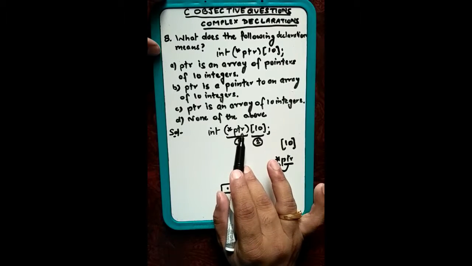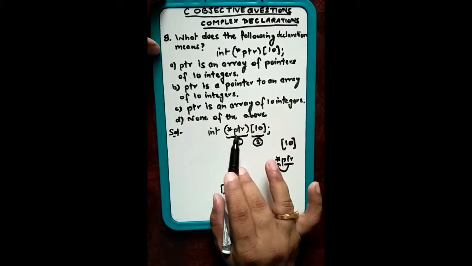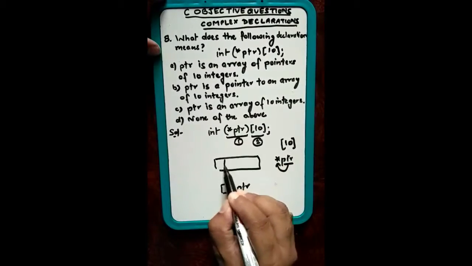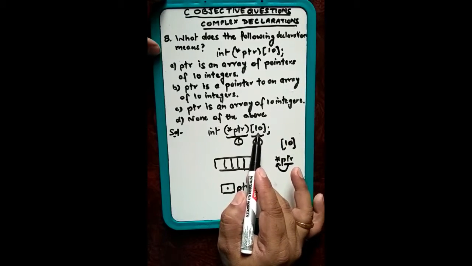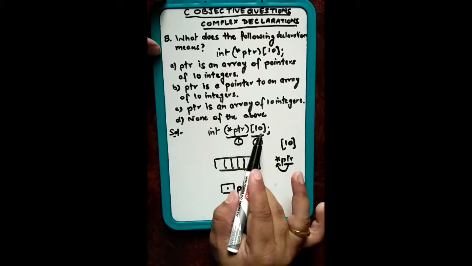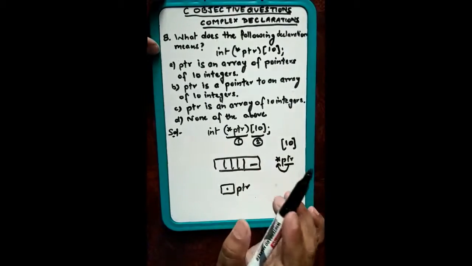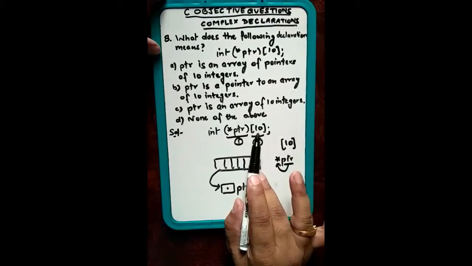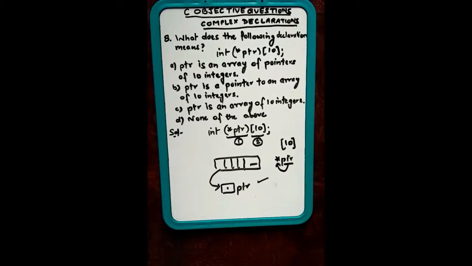ptr is a pointer to an array. An array of what? An array of 10 integers, and those elements are of type integer. That is, the address of the array is stored here. ptr is a pointer to an array of 10 elements, and all those elements are of type integer. This is the meaning of this declaration. Now we see which option is correct.